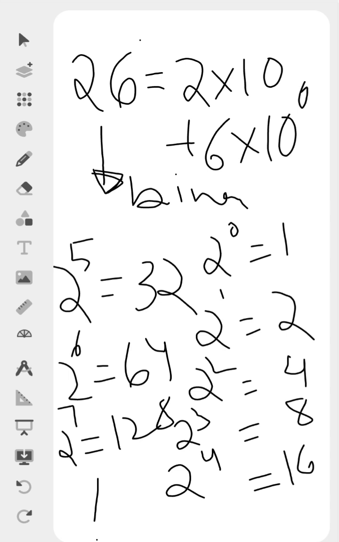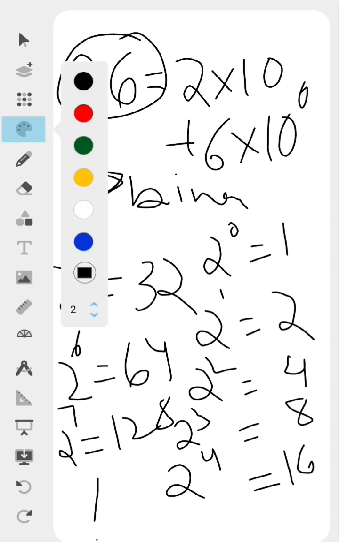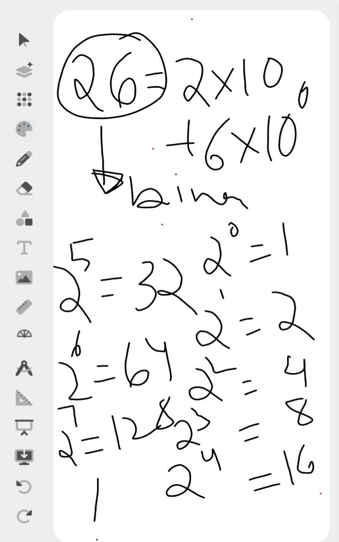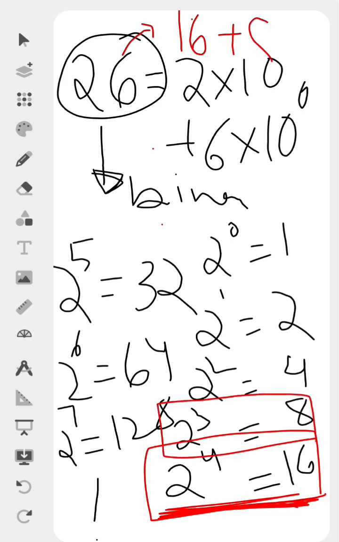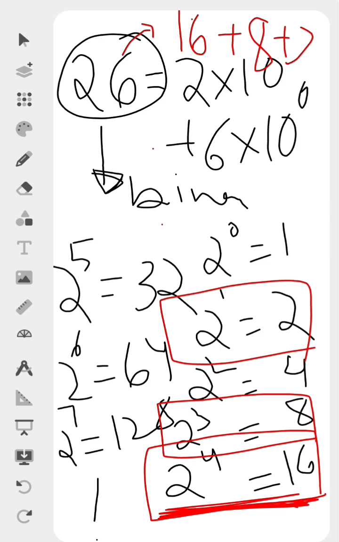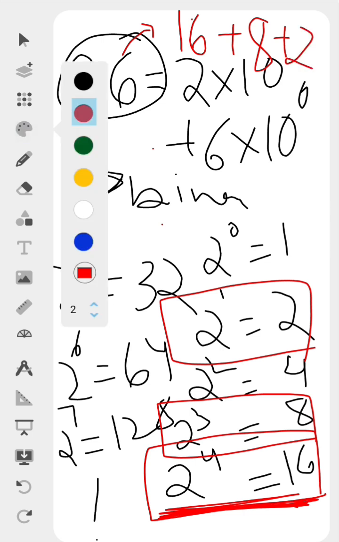Okay, so now if the number is 26, I have to think of a number which is a power of 2 closer to this 26. So this 16 is closer, right? So this 16 is coming to be the closest number. So I can write 16, plus I have 10 left. So I can write 2 to the power 3, that is 8, and then 2, I can write this value, that is 2.